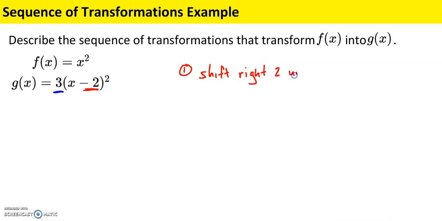2 units. One of the things that was mentioned previously in your notes is the idea that, in general, anything that happens to the input itself, anything that happens directly to x, does the opposite of what you would expect it to do, and it does it to the x coordinate. So a shift right or left in this case. Once that number was subtracted by 2, we would square it, and then that number would finally be multiplied by 3.